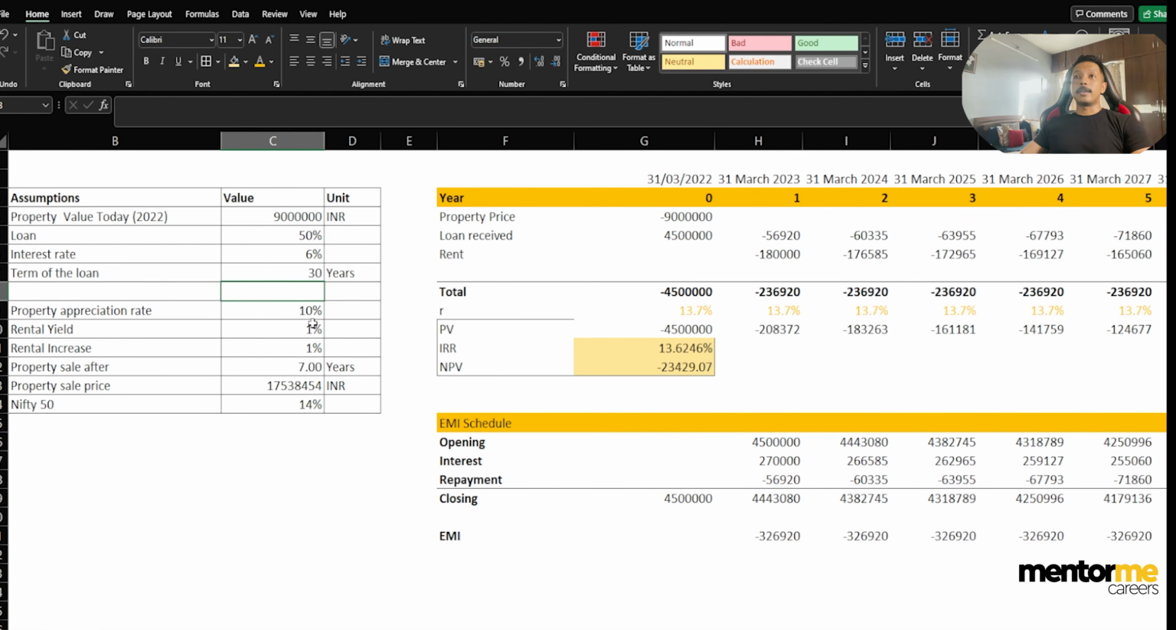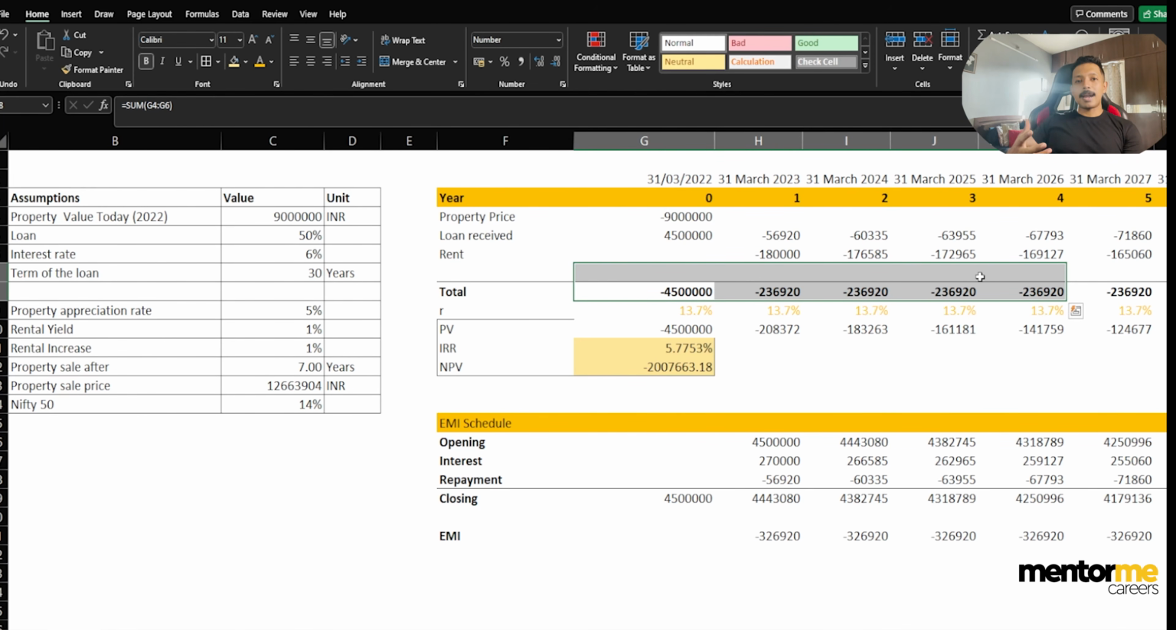And right. So again, if I take a property appreciation rate even further less, then you're making 5.75% return and you're making a loss of about 2 crores. So it doesn't really matter what business you're talking about. All it matters is, this is what finally you're trying to get in any case, right?